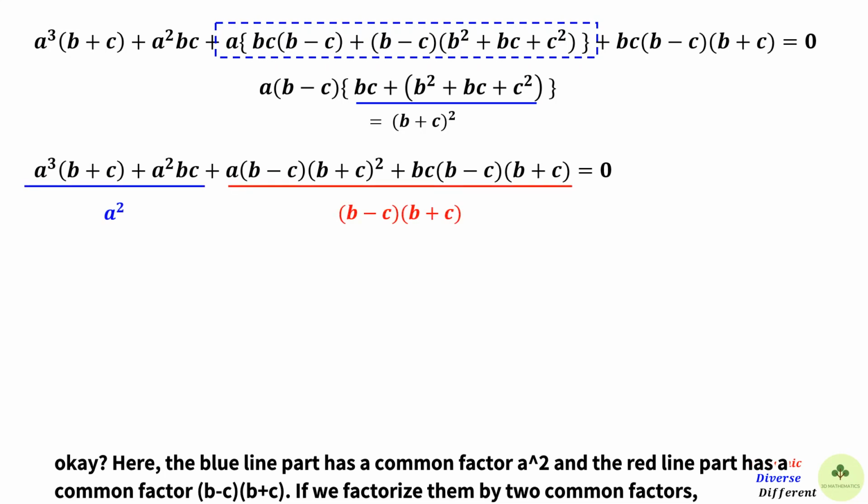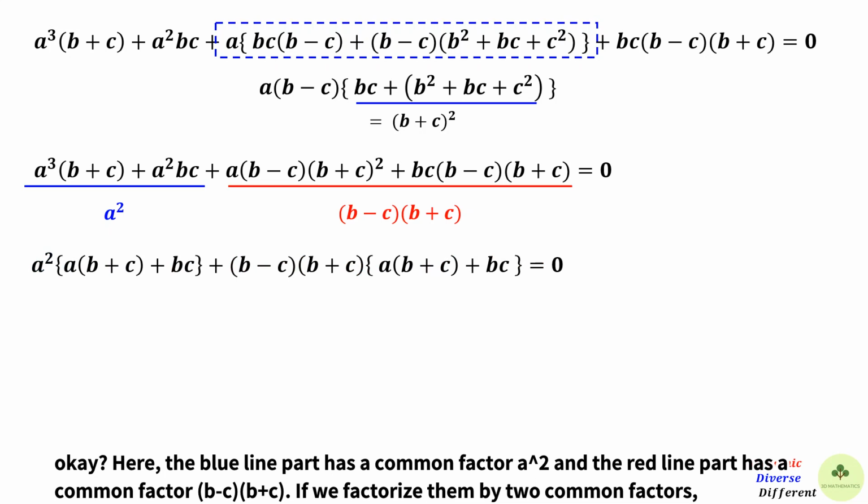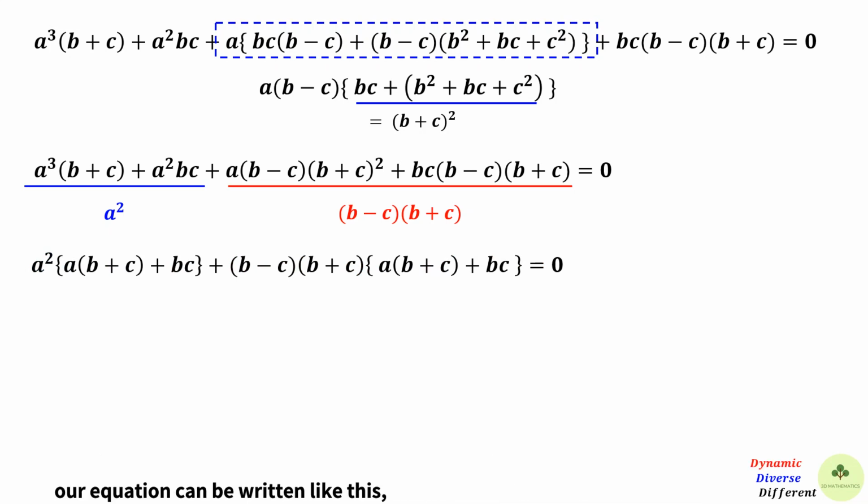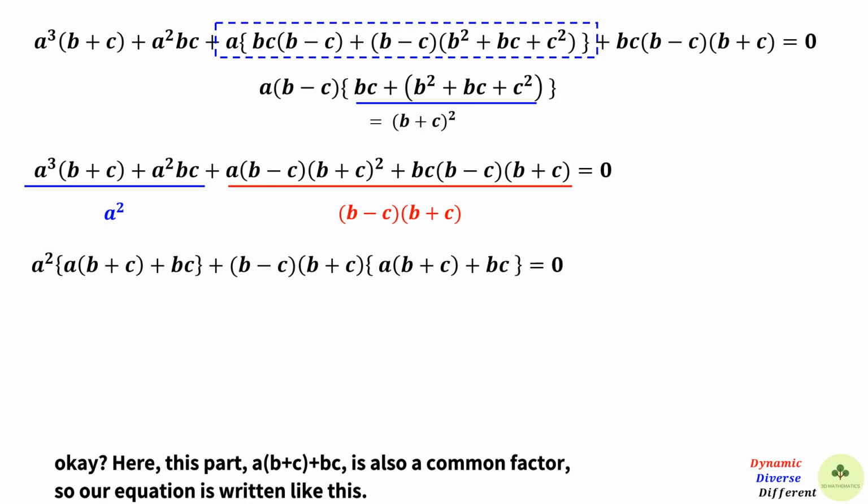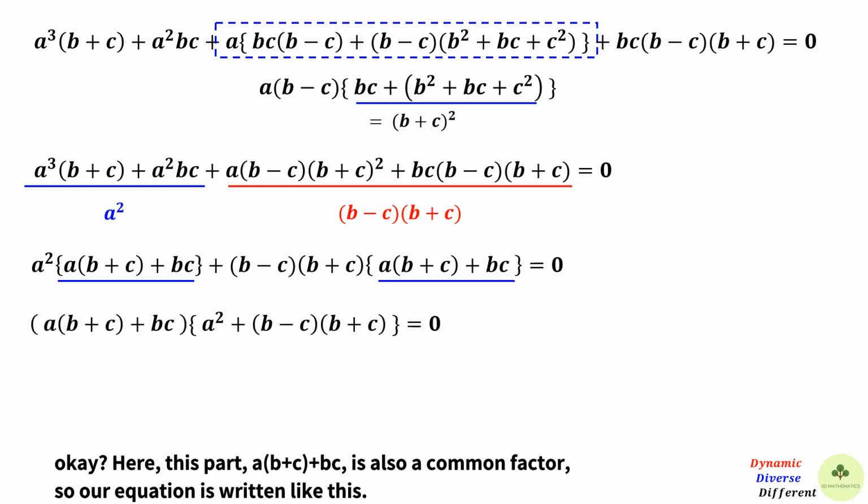Here, the blue line part has a common factor A squared and the red line part has a common factor B minus C times B plus C. If we factorize them by the two common factors, our equation can be written like this, okay? Here, this part, A times B plus C plus BC, is also a common factor. So our equation is written like this.